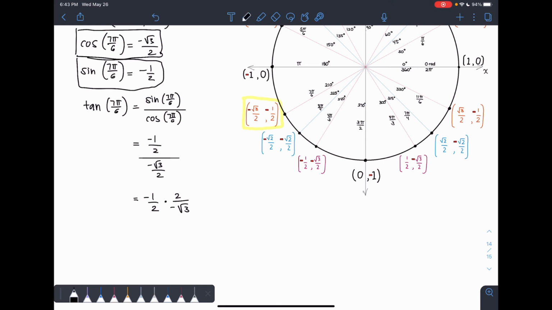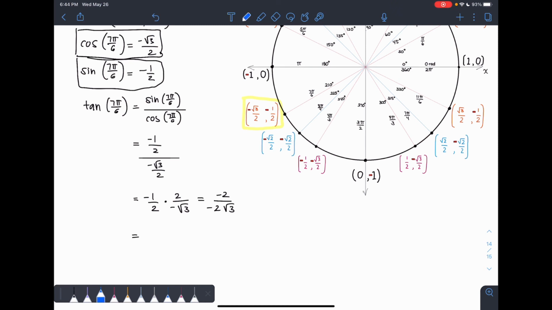All right. So here we go. Let's multiply across here. So in our numerator, we get negative 1 times 2 is negative 2. And 2 times negative root 3 gives us negative 2 root 3. Okay, so there's like an invisible multiplication symbol here. Just want to point that out, okay? All right, now let's simplify.